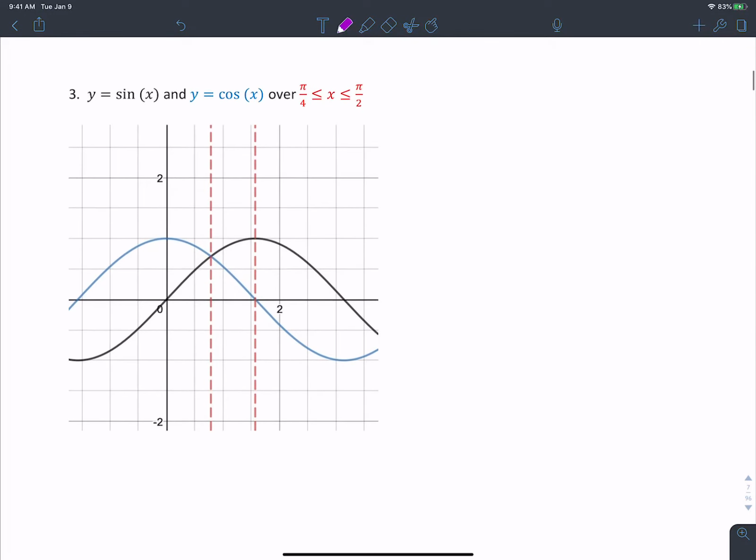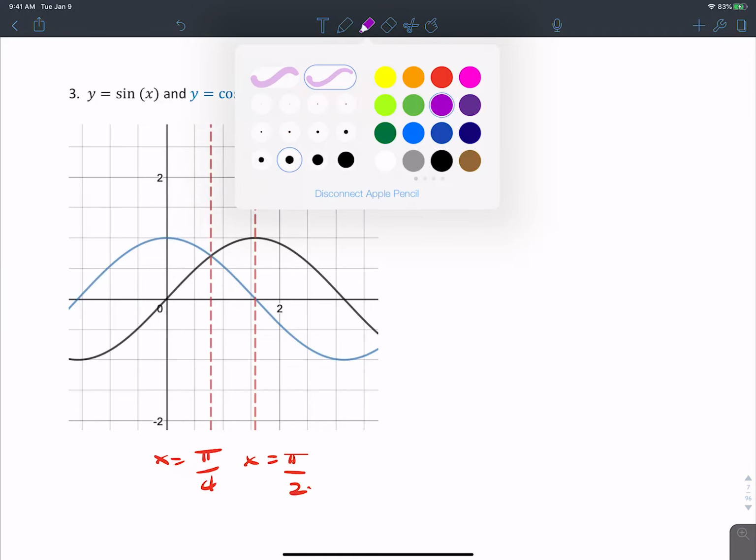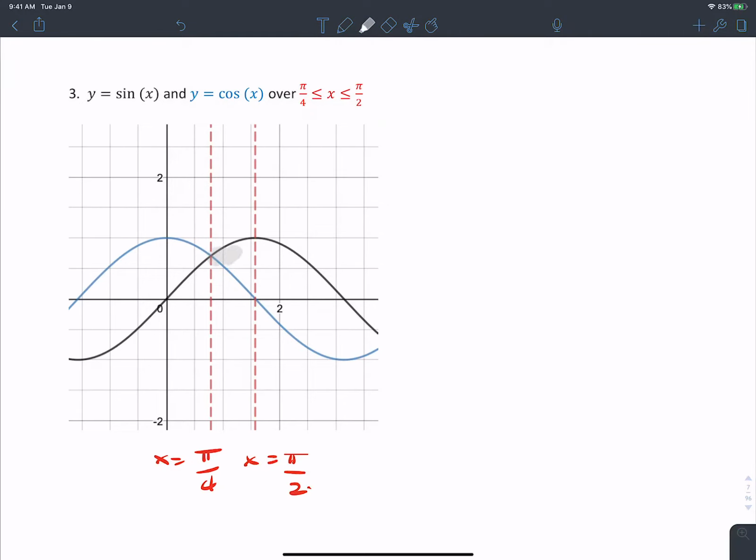All right. Okay, now let's take a look at this. They want us to find the area between these two curves and over the interval of pi over 4 to pi over 2 now. So notice here, x is pi over 4, and x here will be pi over 2. So let's try to find the area here then. Looks like it's going to be right here. All right, so this is what they want us to find.